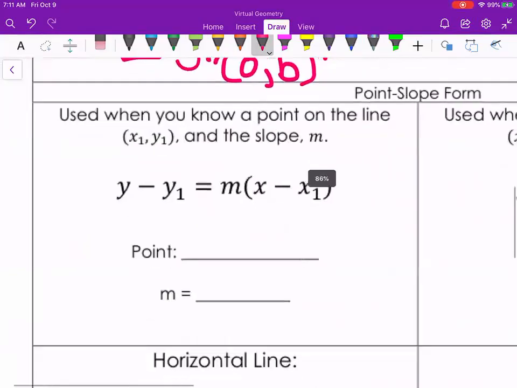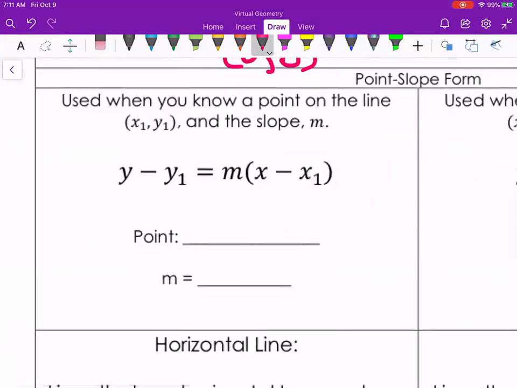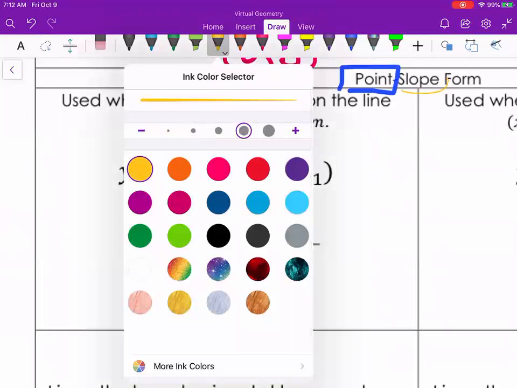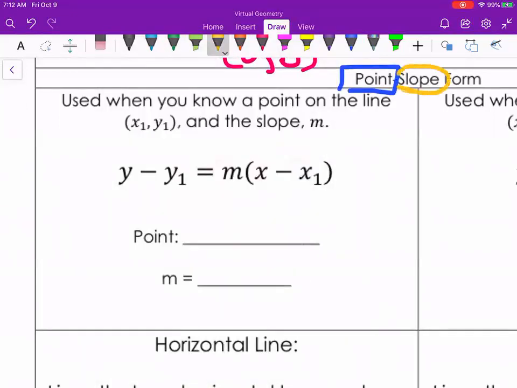Now we have another form of a line that you should have reviewed in Algebra 1, and this is called your point-slope form because it has a point and a slope in the situation. So again, point-slope form. They give you a point and they give you a slope of the line, and that's all we have for those two. We use this when all we know is just one single point on the line that's not the y-intercept, and we know a slope.